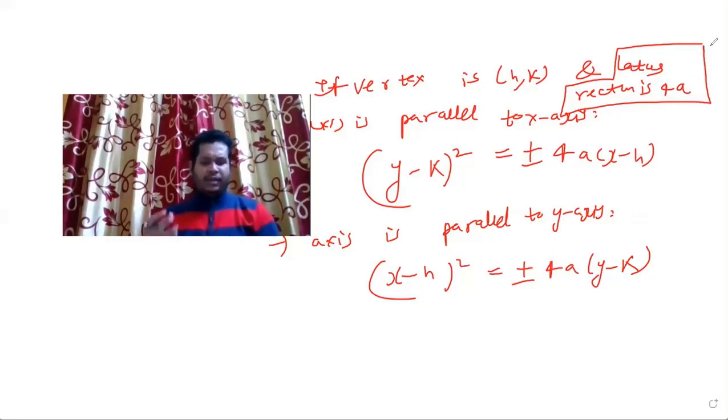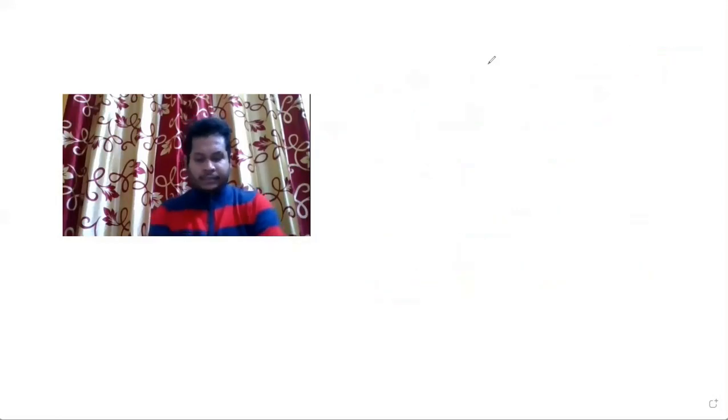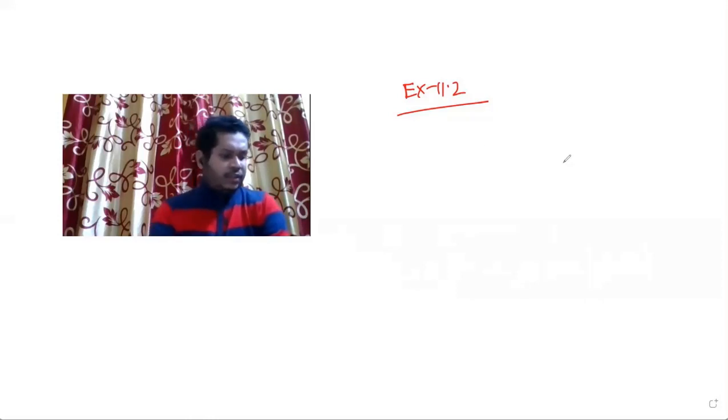And based on this, now we are going to see one sum based on this concept. Okay, so let's see the sum. The sum that we are going to see now is from exercise 11.2 of NCERT. So first we'll see a very basic sum. Let's see question number 1. They told us to find the coordinates of the focus, the axis of the parabola, the equation of the directrix, and the length of the latus rectum. Now let's see the equation: y square equal to 12x.